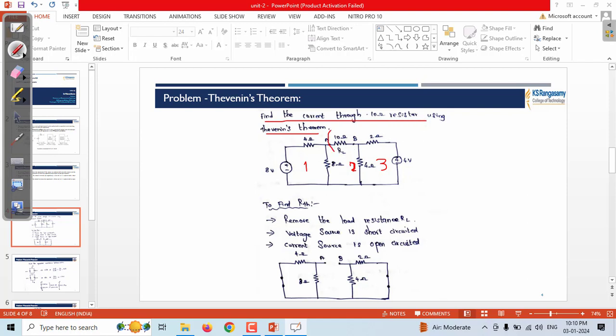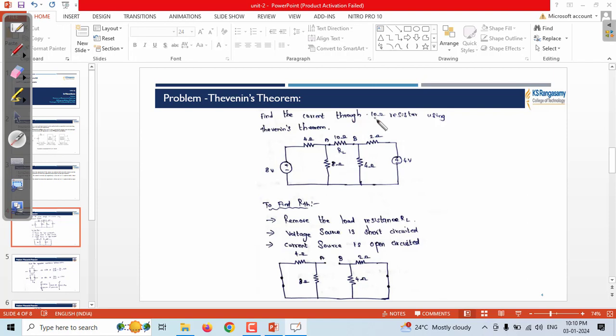So the given problem is to find the current through the 10 ohm resistance. This is our 10 ohm resistance, and we have to calculate the current through it.